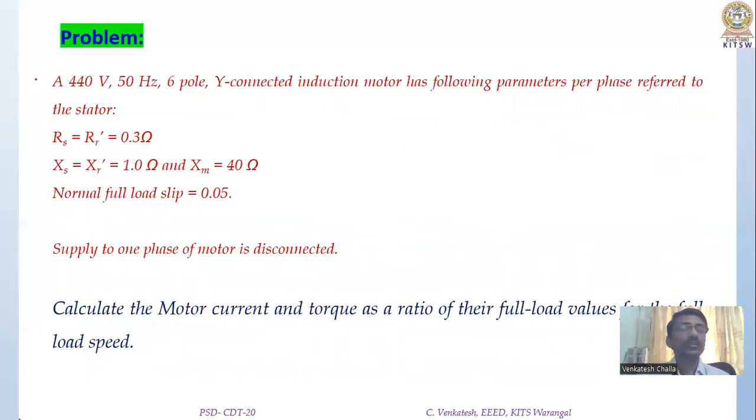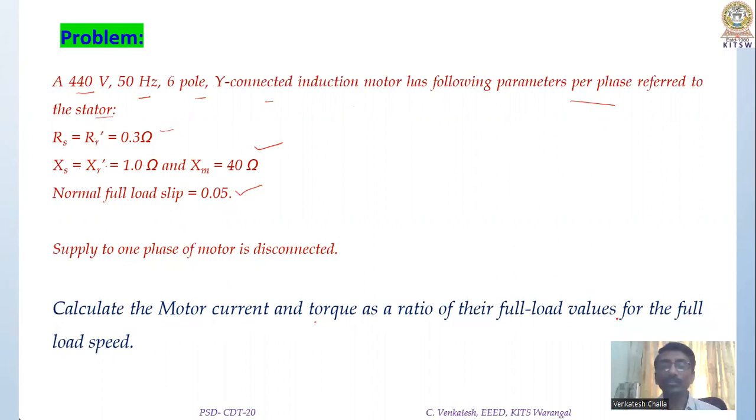So with that introduction, we shall see a problem. A 440 volts, 50 hertz, 6 pole, Y connected induction motor has the following parameters per phase referred to the stator: RS = RR' = 0.3 ohms, XS = XR' = 1 ohm, and XM = 40 ohms. Normal full load slip is 0.05. Supply to one phase of motor is disconnected. That means an unbalanced condition.